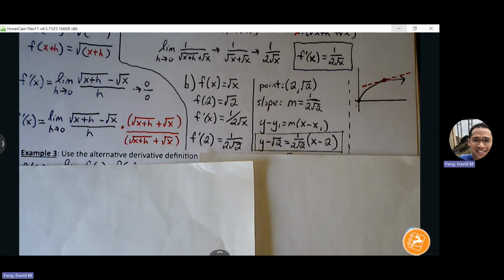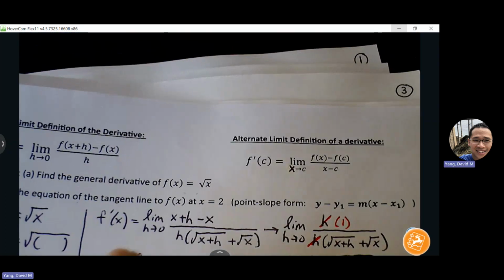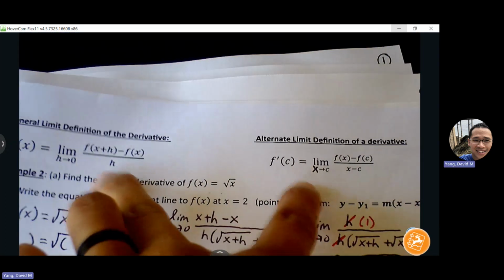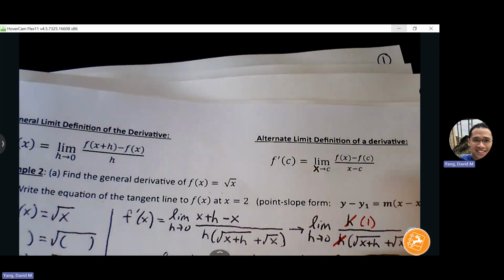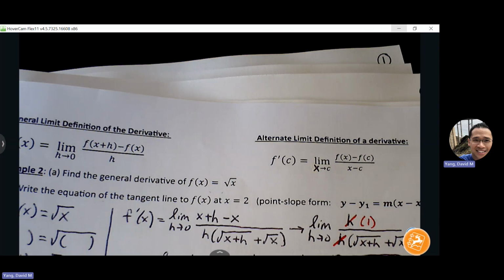Okay, so the other definition is this alternate derivative definition, which is at the top of the page that you see here. If you look at these two, they both have limits involved, but they look a little different. There's no h involved with the alternate limit definition. And it also visually feels more like a slope formula, right? Change in y over change in x.